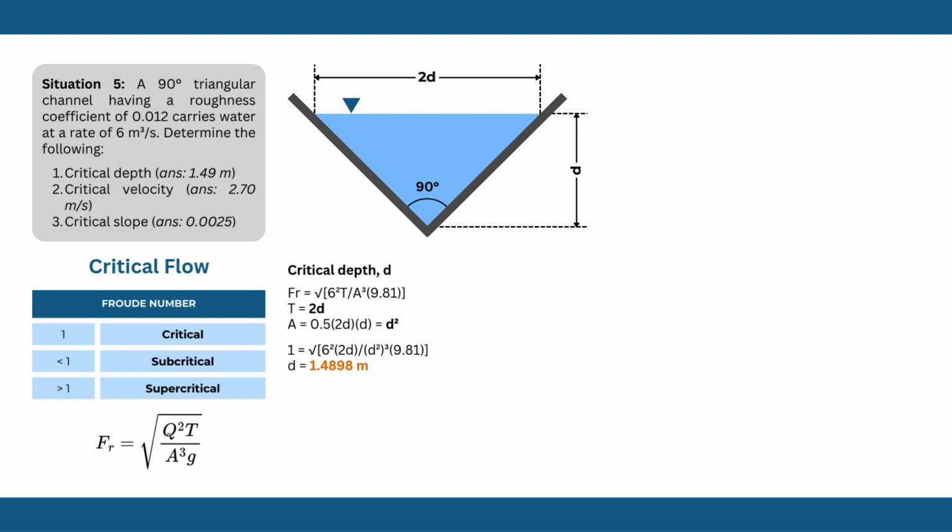Next up, solving for number 2, in order to determine the critical velocity, gamit lang tayo ng general formula na Q equals AV, or rate of flow equal to cross-section area times velocity of flow. So yung Q natin is equal to 6 cubic meters per second. Tapos yung area naman natin is, as of kanina, equal to D squared. Solving for the velocity, we will get a value of 2.7 meters per second.